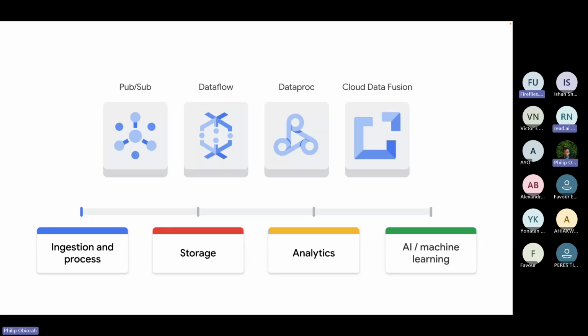So in summary, Pub/Sub is for streaming ingestion, right? Dataflow is for large-scale batch or streaming processing. Dataproc is for Spark-based processing. And Cloud Data Fusion is for low-code extract, load, transform, ETL, very low code. That's why you have the drag and drop interface.